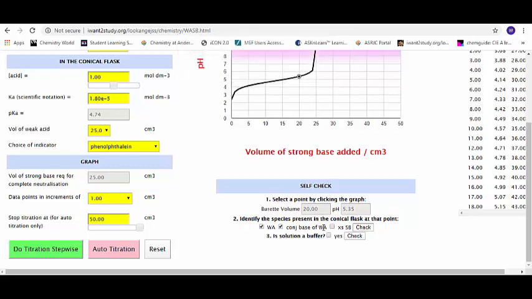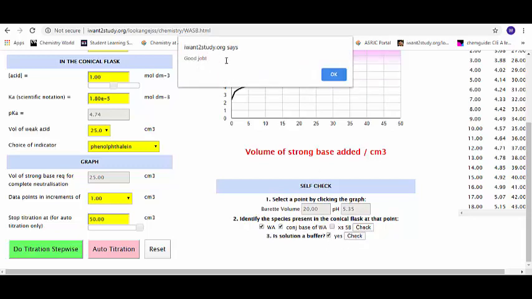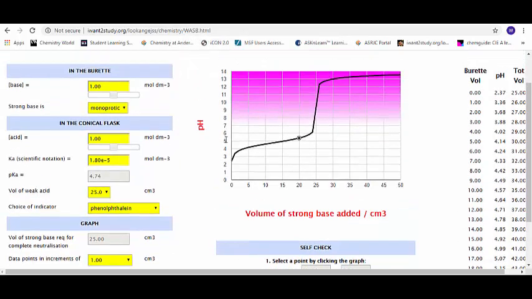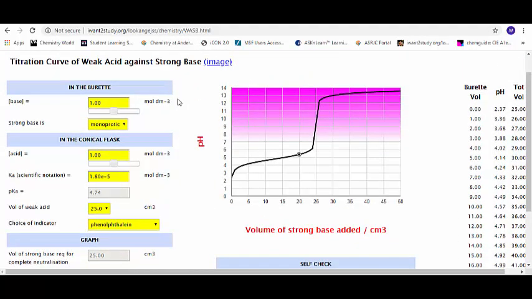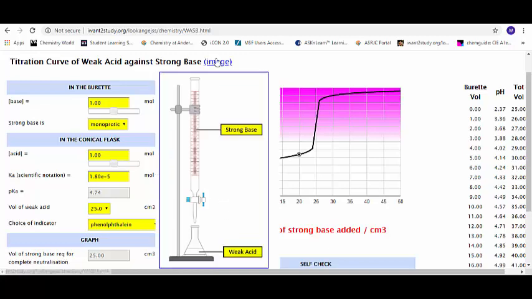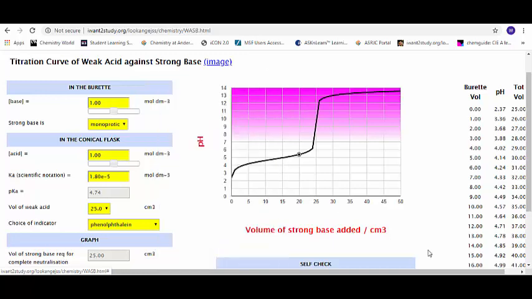And of course, the third question is, is this a buffer? So since it's a weak acid and its conjugate base, so yes, click check. And yeah, good job. I've got it right again. So something that you can explore as you are doing this topic, and hopefully it makes things easier for you. Oh, and one last thing, this image here essentially shows you the titration setup. So the weak acid is in the conical flask, the strong base is in the burette, so it's just for visualization sake. So that's all, and I hope you find this summary useful, and all the best as you embark on this journey on acid-base equilibrium topic.